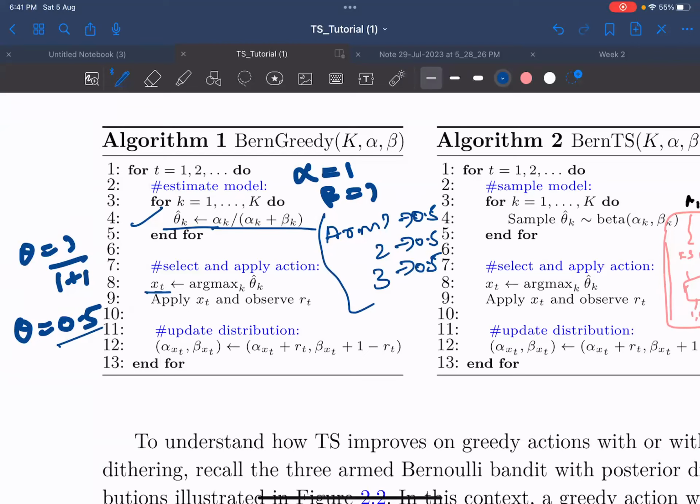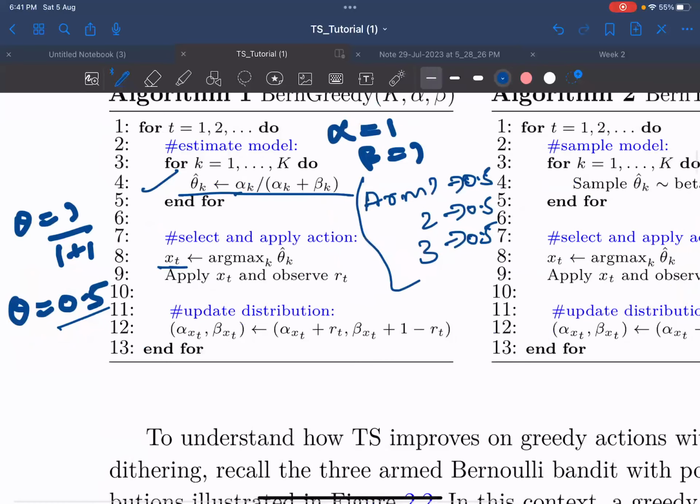Because we are returning argmax k, not theta k. What is the difference between max and argmax? Argmax means the index at which the maximum value is placed. So basically, it will return the arm which has the maximum value. Yes, you are correct. Argmax here refers to the index.